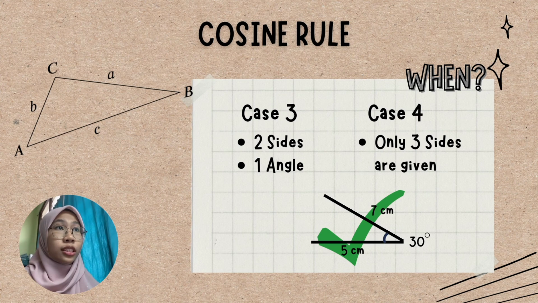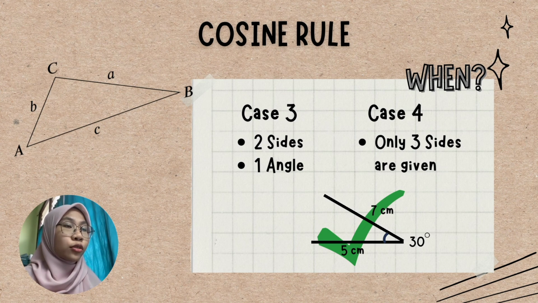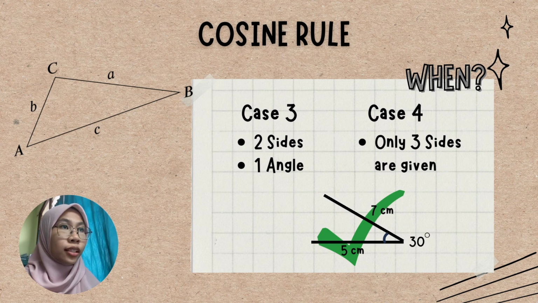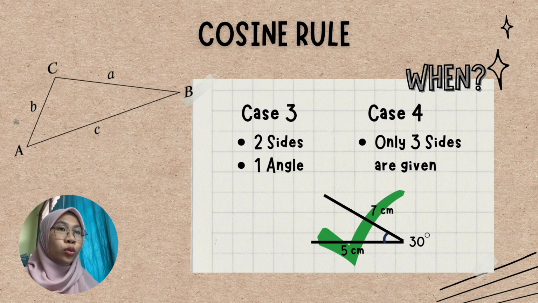When are we going to use this cosine rule? We need to use the cosine rule if the question gives 2 sides and 1 angle. In the other case, only 3 sides are given. In this case, the angle between the 2 given sides can be used for the cosine rule.